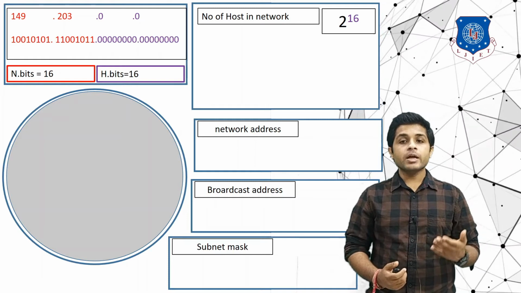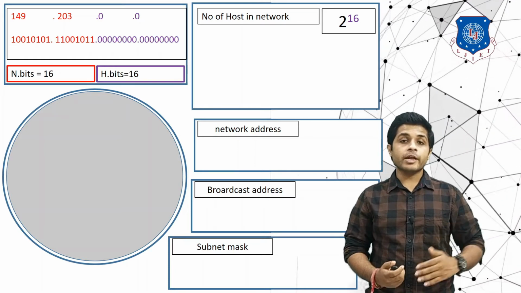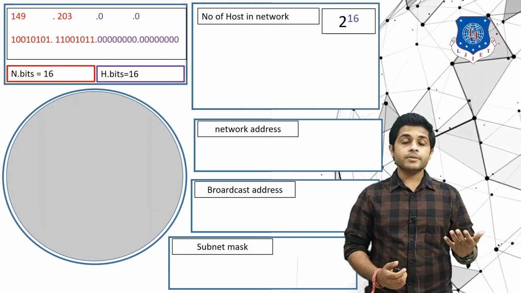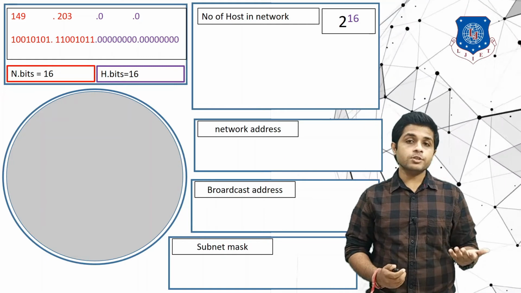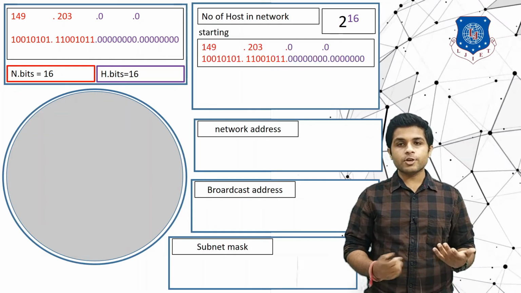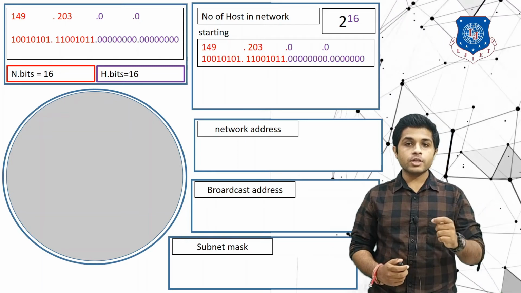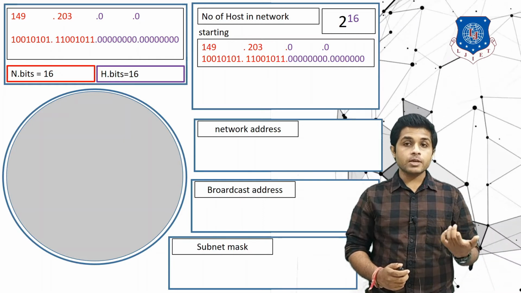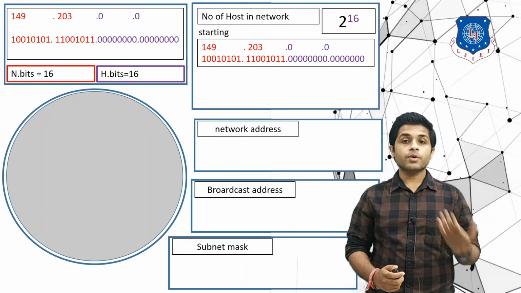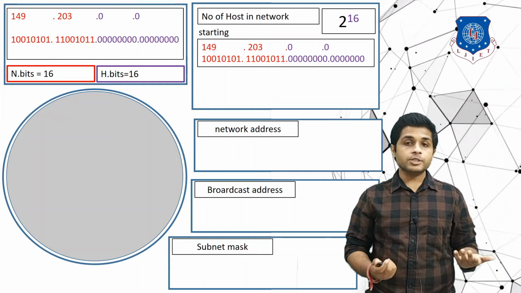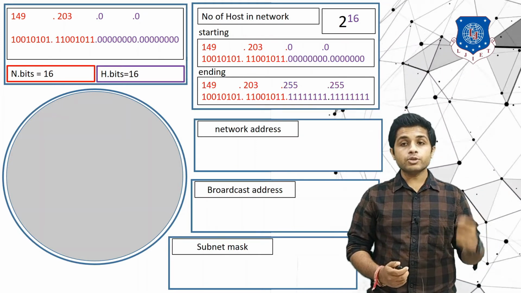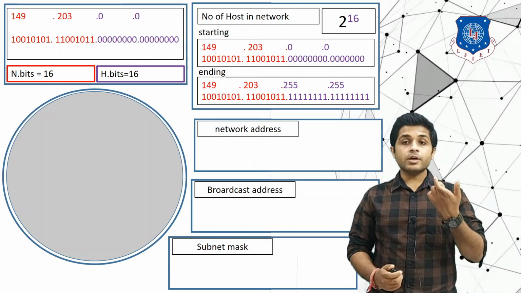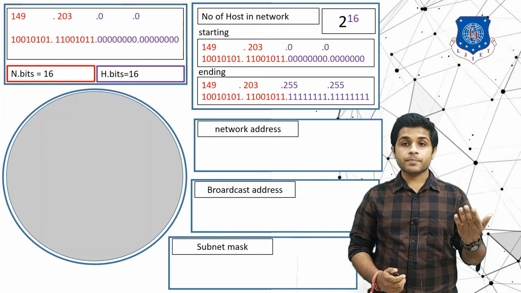Now I want to find the first address of this given network. To find the first address, we will set all the host bits to 0. So let's set all the host bits to 0. You will get 149.203.0.0. To find the last address of the given network, we will set all the host bits to 1. So let's set all the host bits to 1. You will get 149.203.255.255. If you notice, the value of the network bits is the same throughout the range.